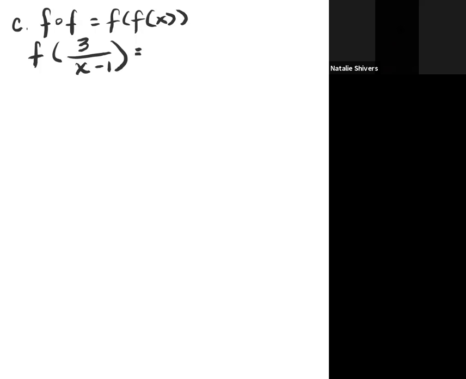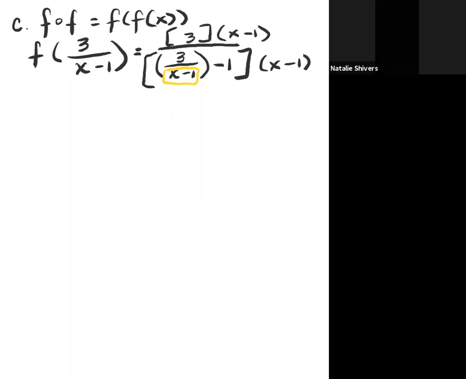This one gets a little crazy. 3 over, here's my part I plug in, 3 over x minus 1 minus 1. Okay, so my denominator right here. So I'm going to multiply the top and the bottom by x minus 1.